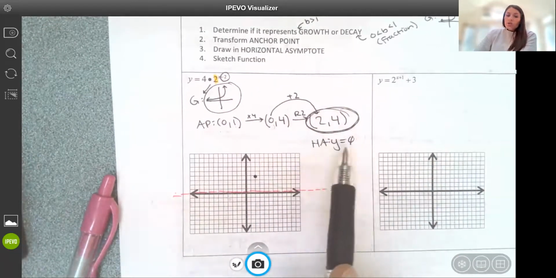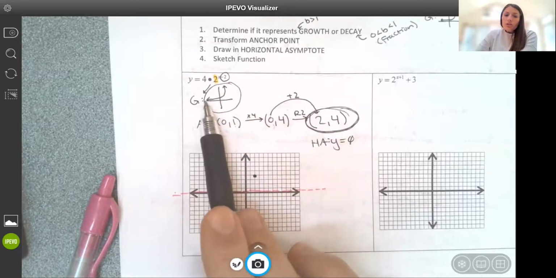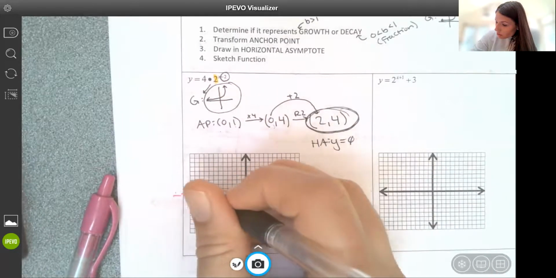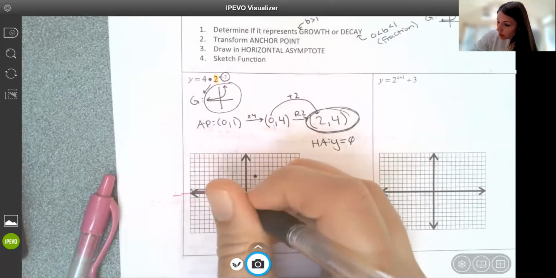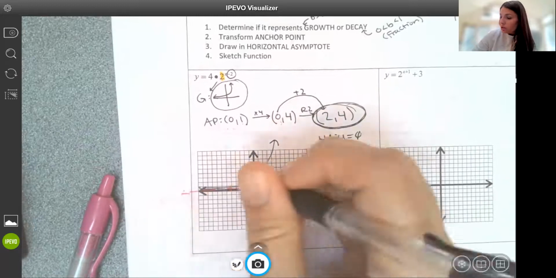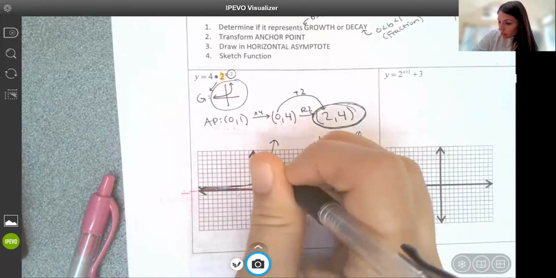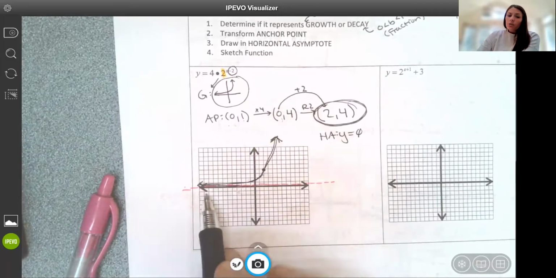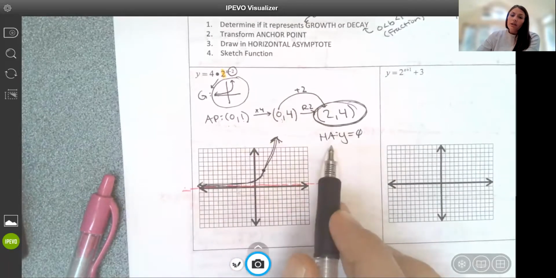And then all I'm going to do is draw a sketch. So I know that it's growth because the base is greater than 1. And then draw in approaching 0, 0, probably a little too curved there, but as best as you can. Draw in a growth curve through that anchor point approaching that asymptote that you've identified.